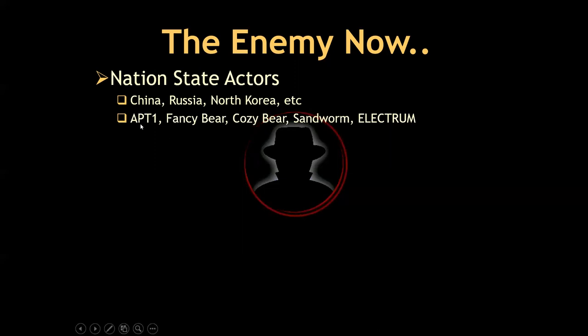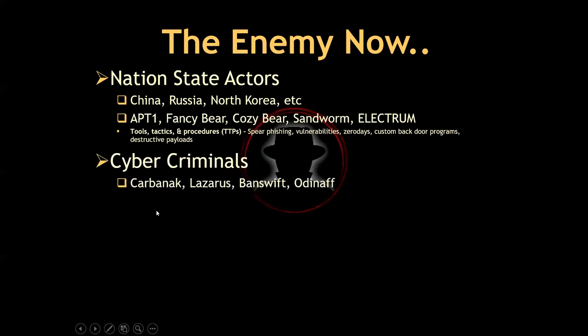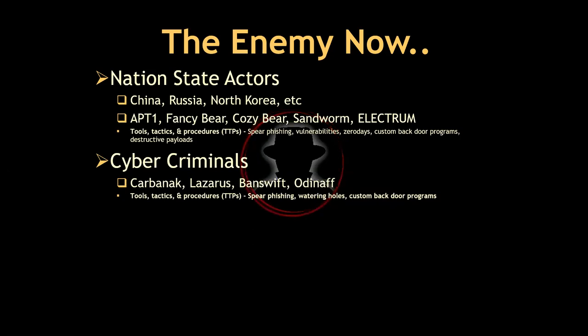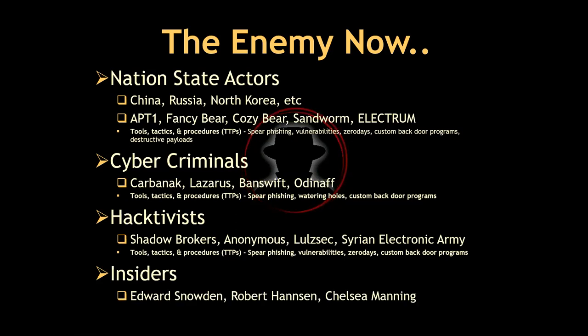And these are all their names that you see on the screen. APT1, Advanced Persistent Threat. Fancy Bear, this is usually from Russia. Sandworm, these are all different kinds of attacker groups. And then we also have cyber criminals, Carbanak, Lazarus. They have such great skills that they can completely take over a bank and the complete bank's technology with their attacks, right? So I'm going to share some real attacks. Then we have hacktivists. We have Shadow Brokers, right? These are like activists, but more from the perspective of these guys.